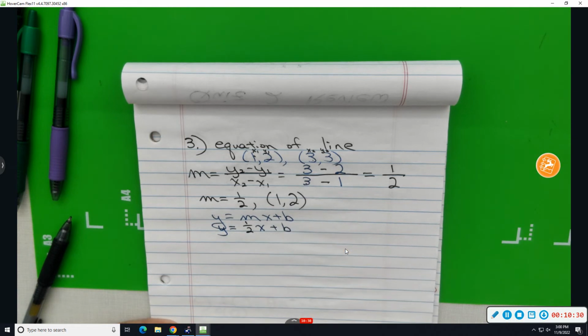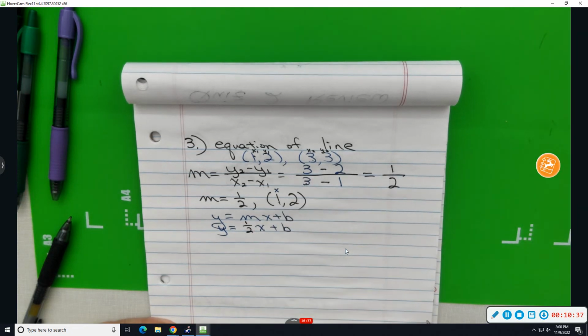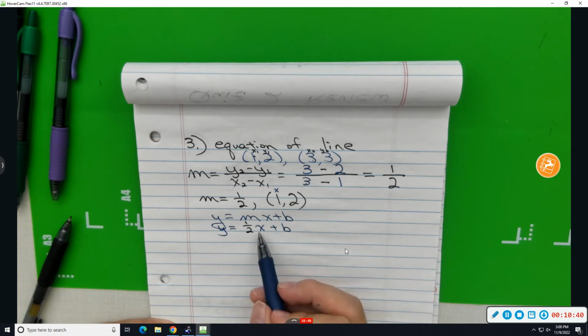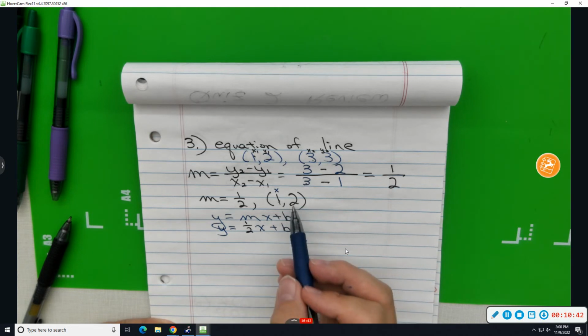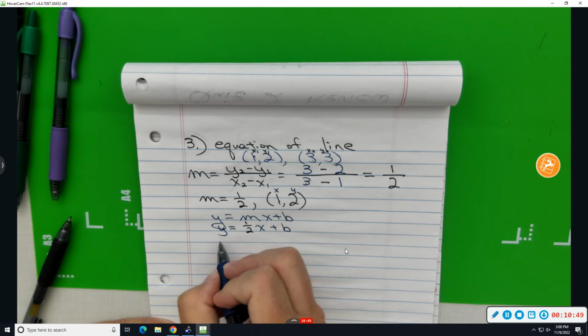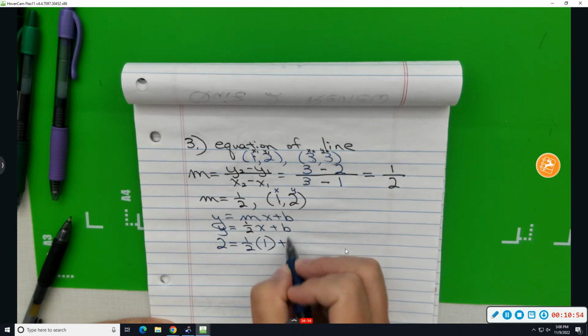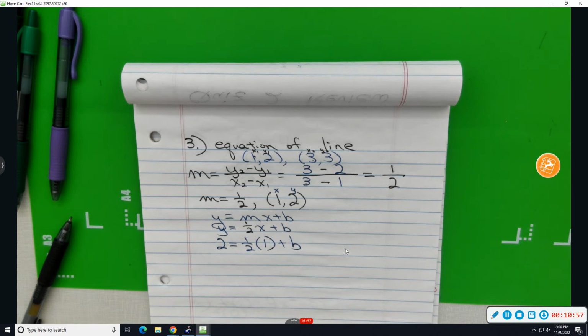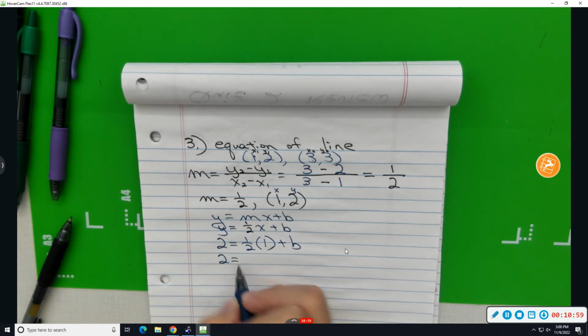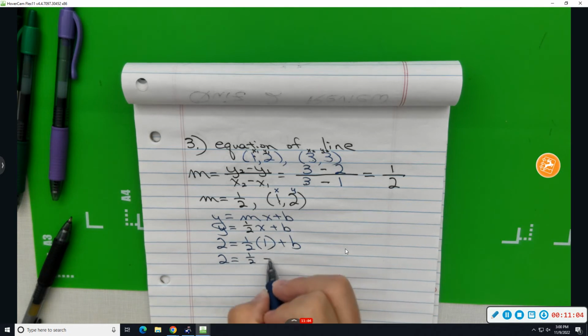And what are we going to do to find b? That's right, we're going to use the point. The x variable will be replaced with a 1. The y variable will be replaced with a 2. So we have 2 equals 1/2 times 1 plus b. Well, that says 2 is equal to 1/2 times 1, which is just 1/2, plus b.